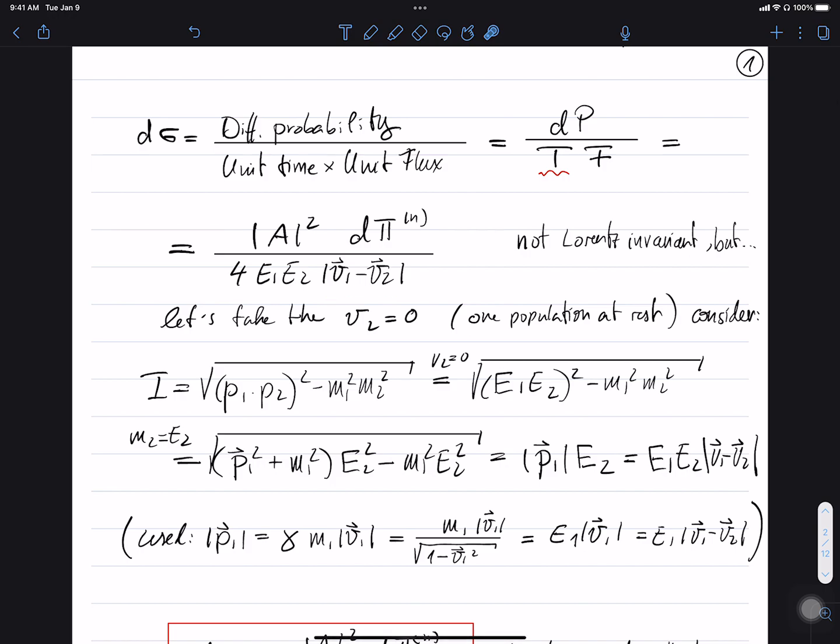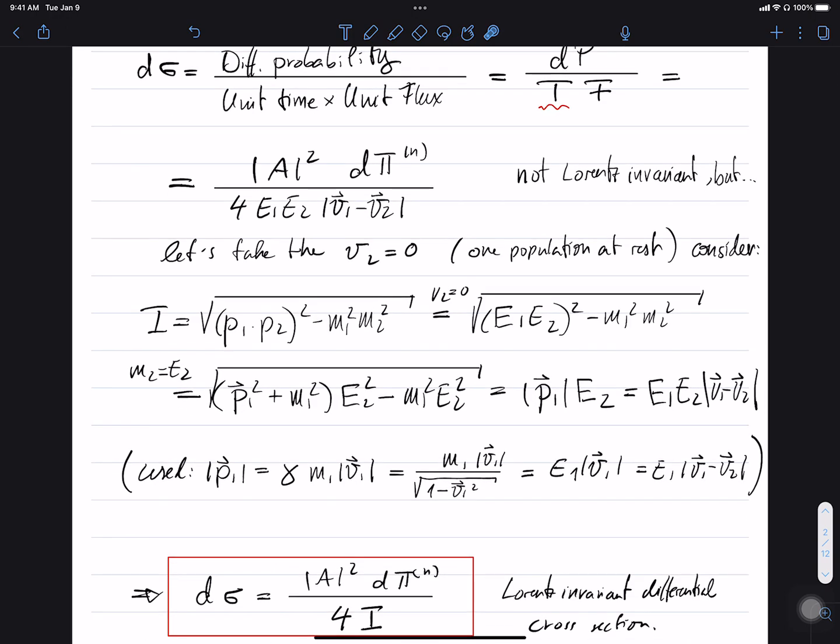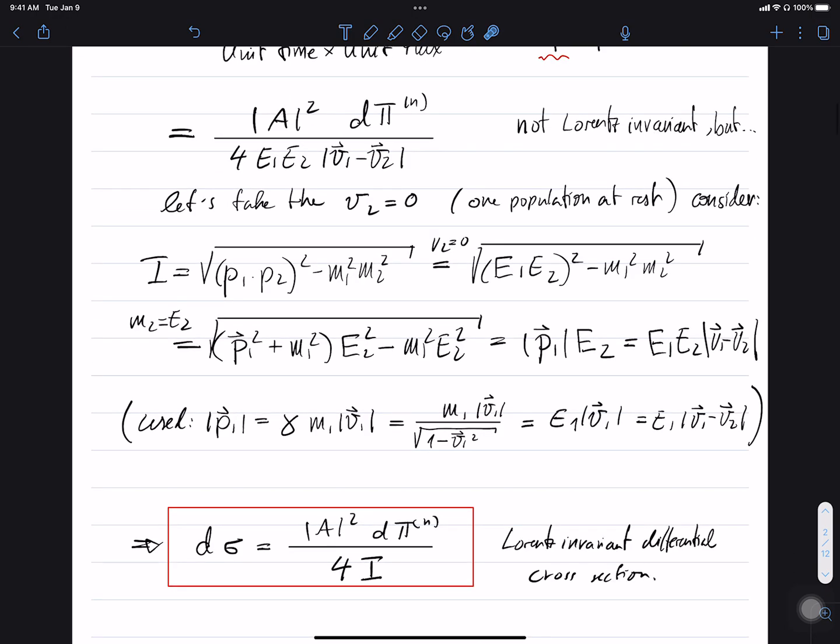So we actually are in the laboratory frame, and we can take another special case. Let's try to rewrite this expression in the Lorentz invariant way. And to see how to do it, we look at this quantity I and evaluate it in the frame where one of the particles is at rest. We can do that. That's no loss of generality.